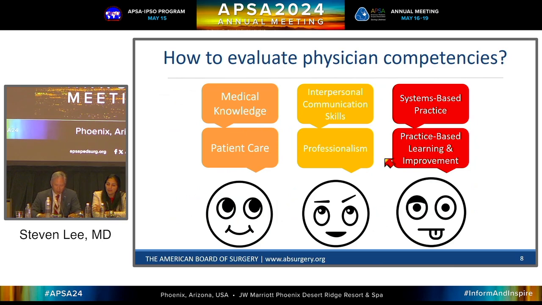So when we look at evaluating our trainees based on the core competencies, and that's where things have headed over the last 20 years, really focusing on the 6 core competencies, it's not so straightforward. I think when we work on a day-to-day basis, we can evaluate our trainees pretty easily on medical knowledge and patient care. Not so easy when we think about interpersonal communication skills and professionalism. And for me, I still really struggle with systems-based practice and practice-based learning.